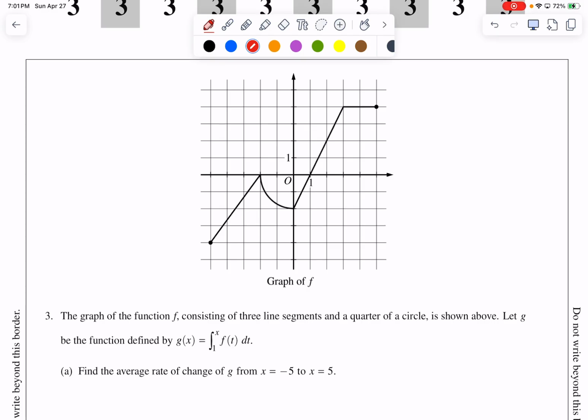And the reason they go a little bit more in depth on the calculator part is because you have the calculator to kind of explore things. Okay?